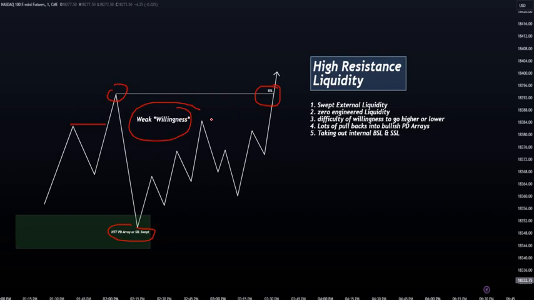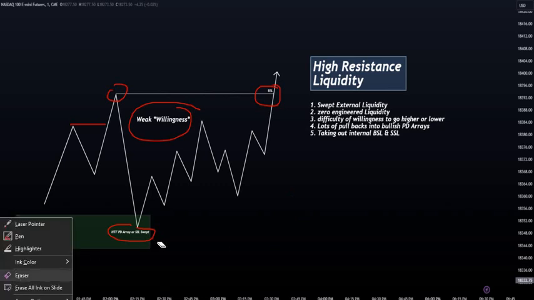So when we talk about price does not have the willingness to go higher, that means price is not wanting to push any higher on its own without generating its own type of liquidity. Now, what type of liquidity would that be? That would be either buy side or sell side to be taken out. But preferably, it wants to be sell side. Why? Because we're on the buy side. We're in a buy program.